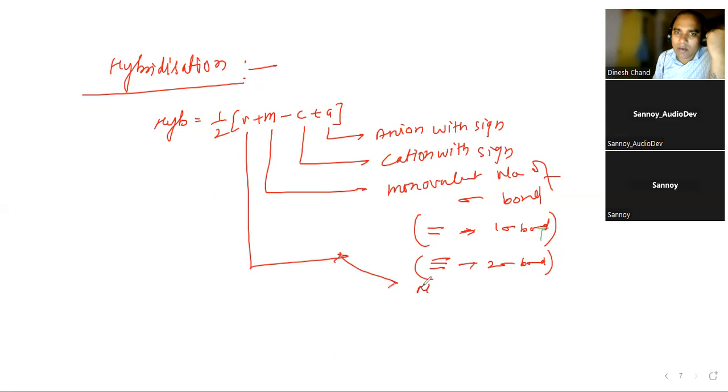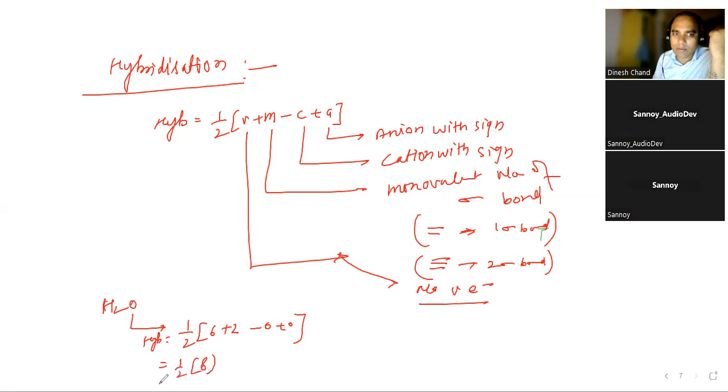This is the number of valence electrons. Now you see H2O. If you are talking about H2O, the central atom is oxygen, so the number of valence electrons is how much? 6. Monovalent atoms is 2, no cation plus no anion, 0. So how much is it coming? Hybridization is equal to 1 by 2, it will come 8.